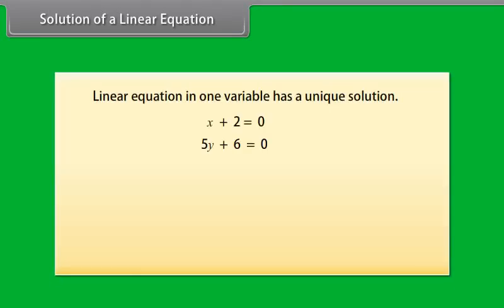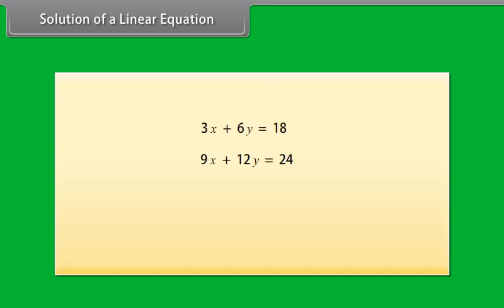Solution of a linear equation. We know that every linear equation in one variable has a unique solution. But how many solutions do linear equations in two variables have? As there are two variables in the equation, its solution means a pair of values, one for x and one for y, which satisfy the given equation. Let us take the equation 2x plus 3y is equal to 12.